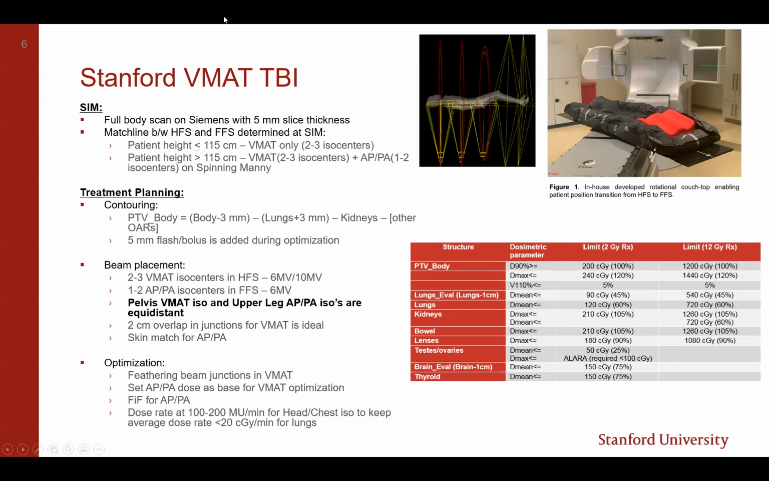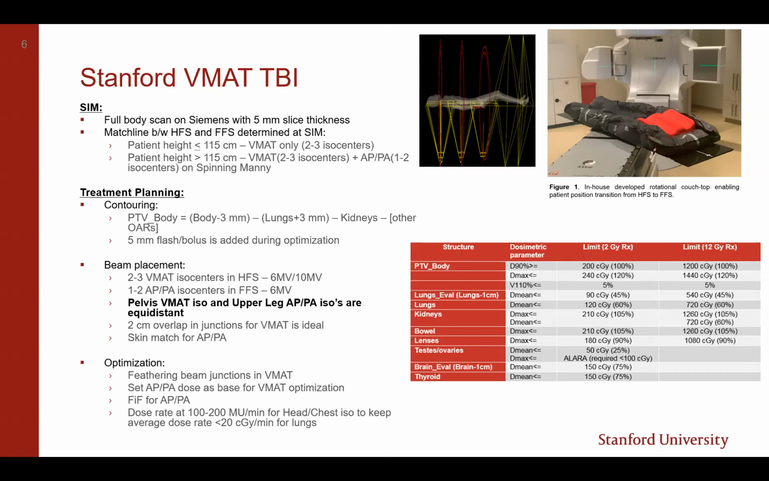And we also subtract kidneys and any other organs at risk that we're particularly interested in sparing. Oops, sorry. During optimization, we also typically will add flash and bolus to make the plan a little bit more robust to patient positioning. So for these patients, we'll typically have anywhere from 2 to 3 VMAT isocenters and also 2 to 3 APPA isocenters, depending on the height of the patient.